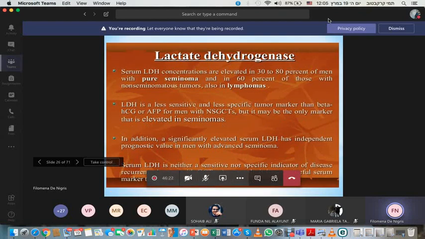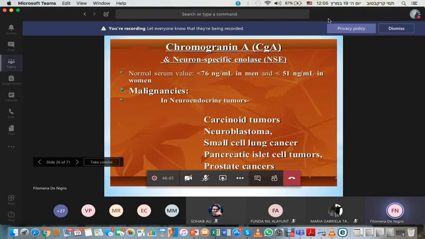Also, lactate dehydrogenase is not a specific marker, but can help to follow non-small cell lung cancer and also to monitor relapse. I can show you how to monitor it in a flow chart. Also, we have chromogranin. They are enzymes. We monitor them again in serum. It's not specific, also because we have different kinds of tumor.